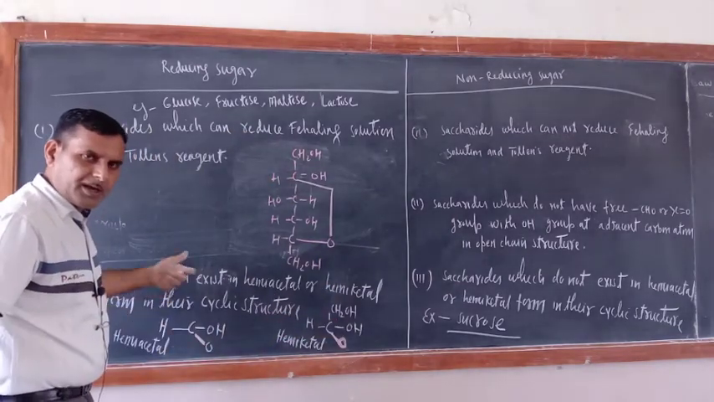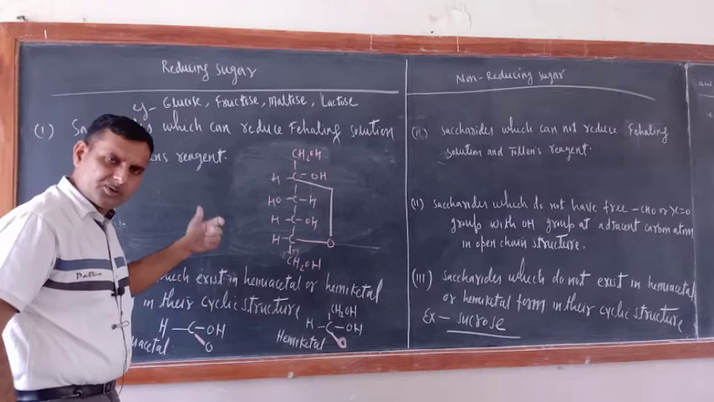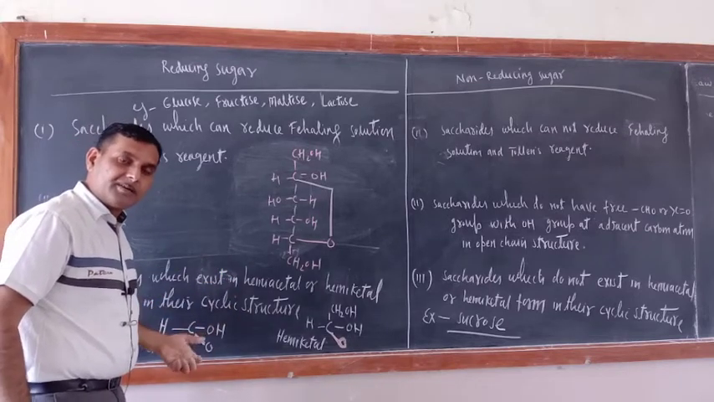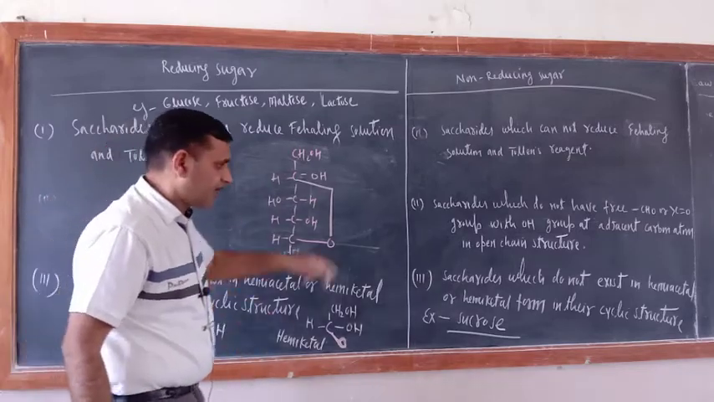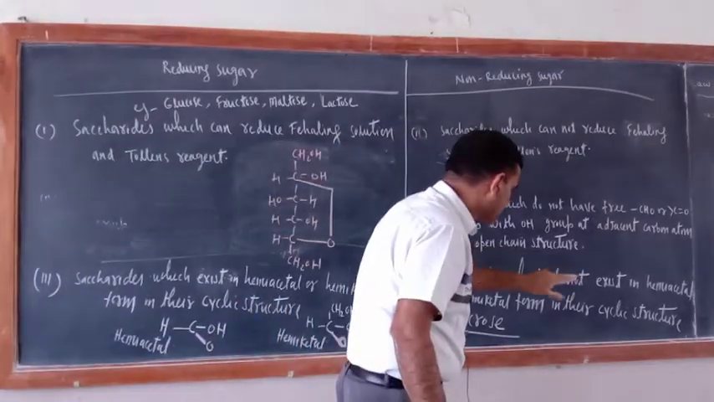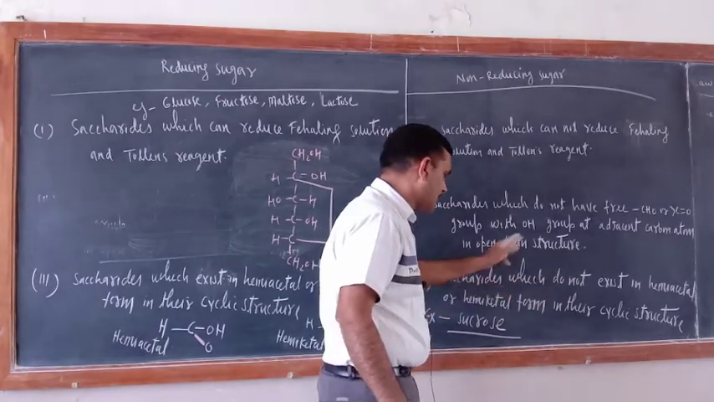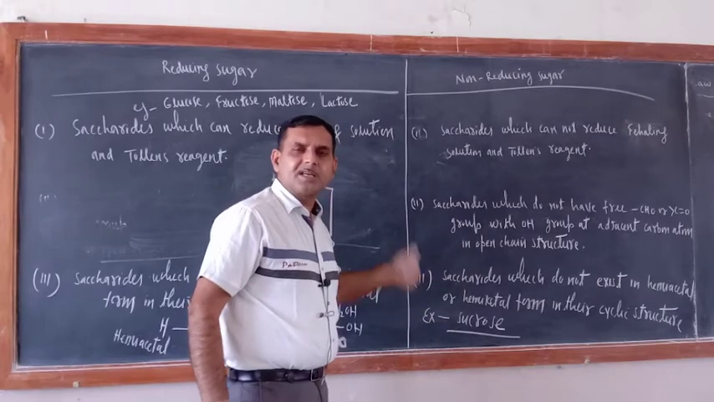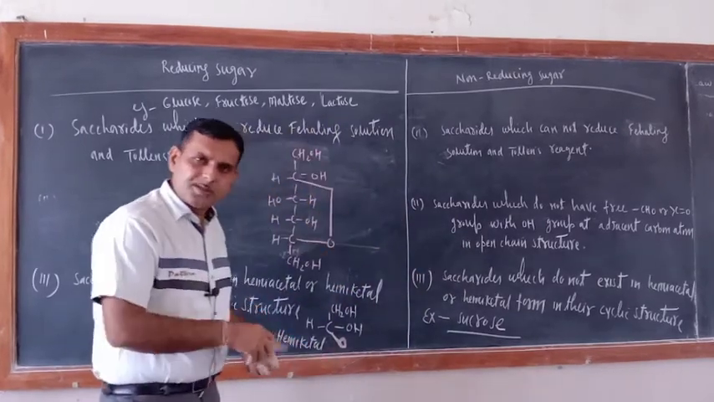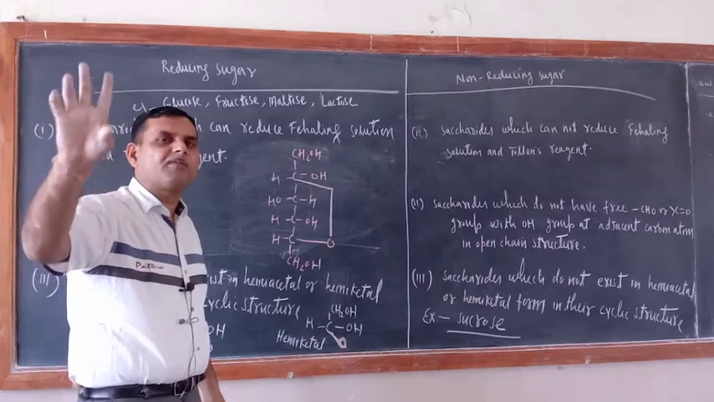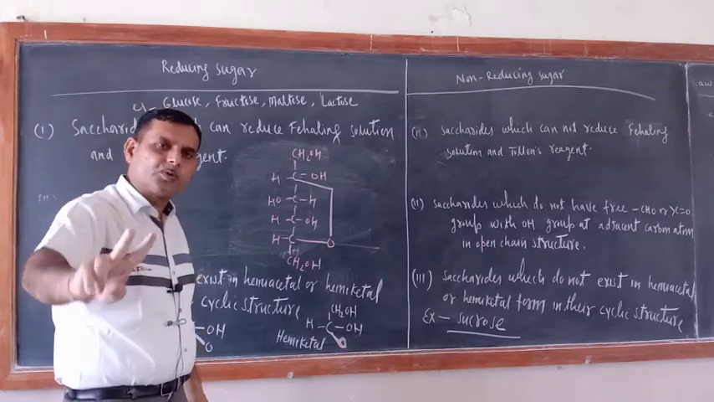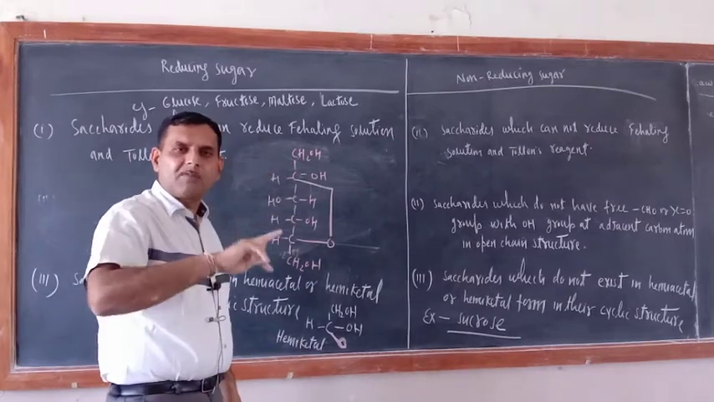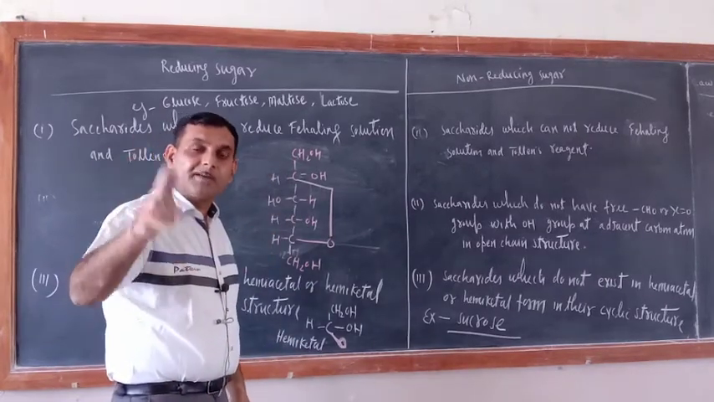So those which exist in hemiacetal and hemiketal form will have reducing character. Now saccharides which do not exist in hemiacetal or hemiketal form in their cyclic structure are called non-reducing sugars. The best example is sucrose. In sucrose, the hemiacetal and hemiketal forms won't be there, because the monosaccharide units are alpha D glucose and beta D fructose.